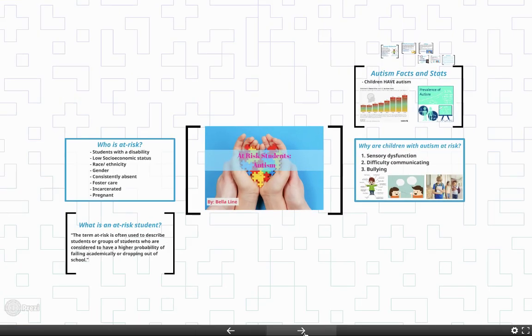I hope you all learned a little bit about the importance of educating and helping students with autism that are a part of the at risk population.